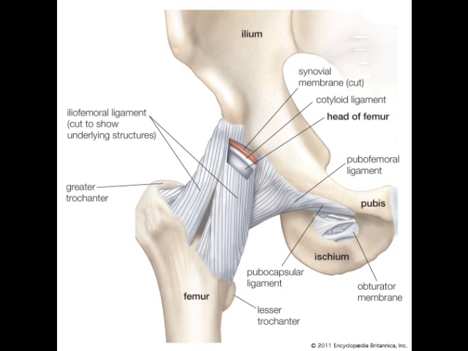And then in the whole opening there, we have the obturator membrane. And then we have the pubocapsular ligament, and then the pubofemoral ligament. And basically, this is your femur bone connecting to your pelvis. You can't see it here, but where it connects to is called the acetabular joint.